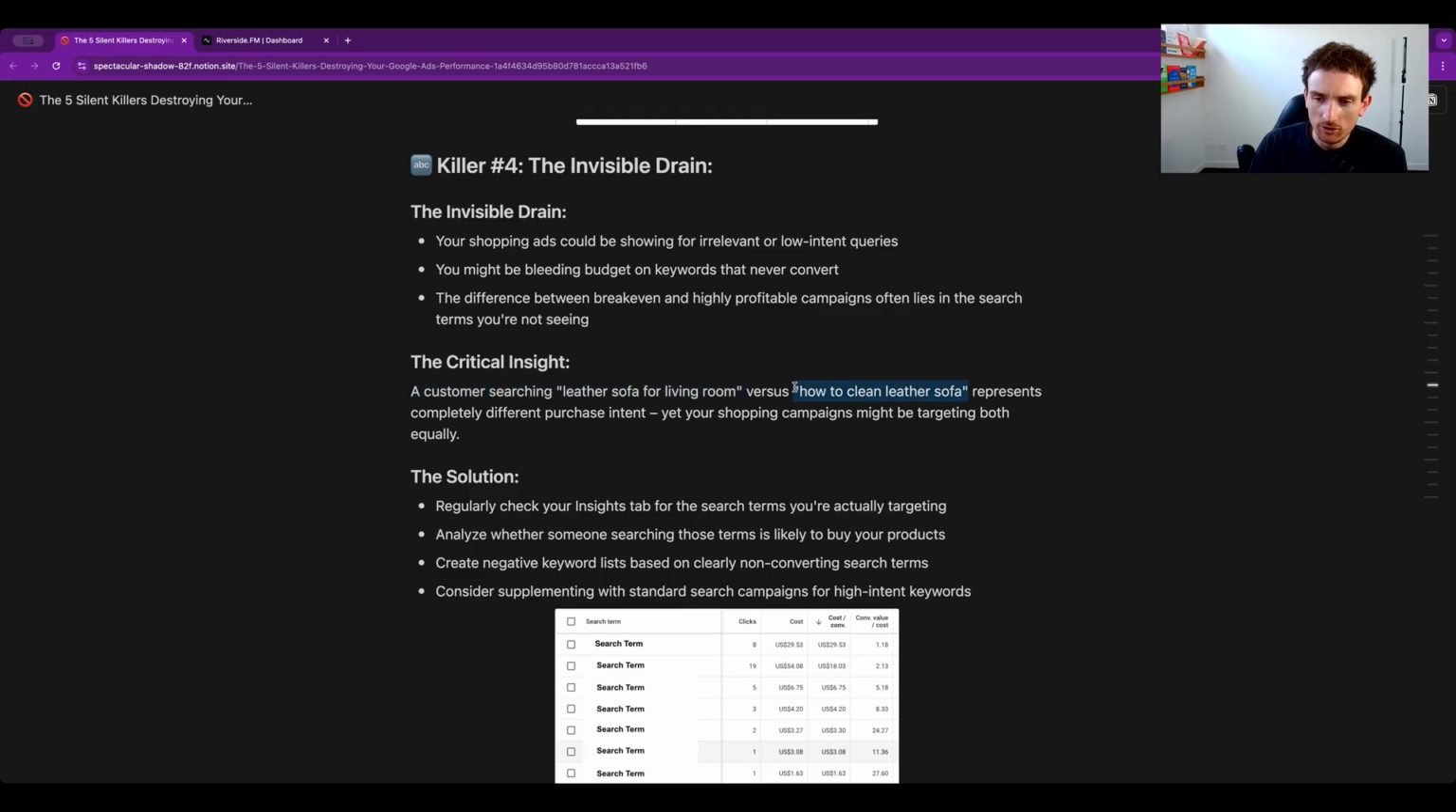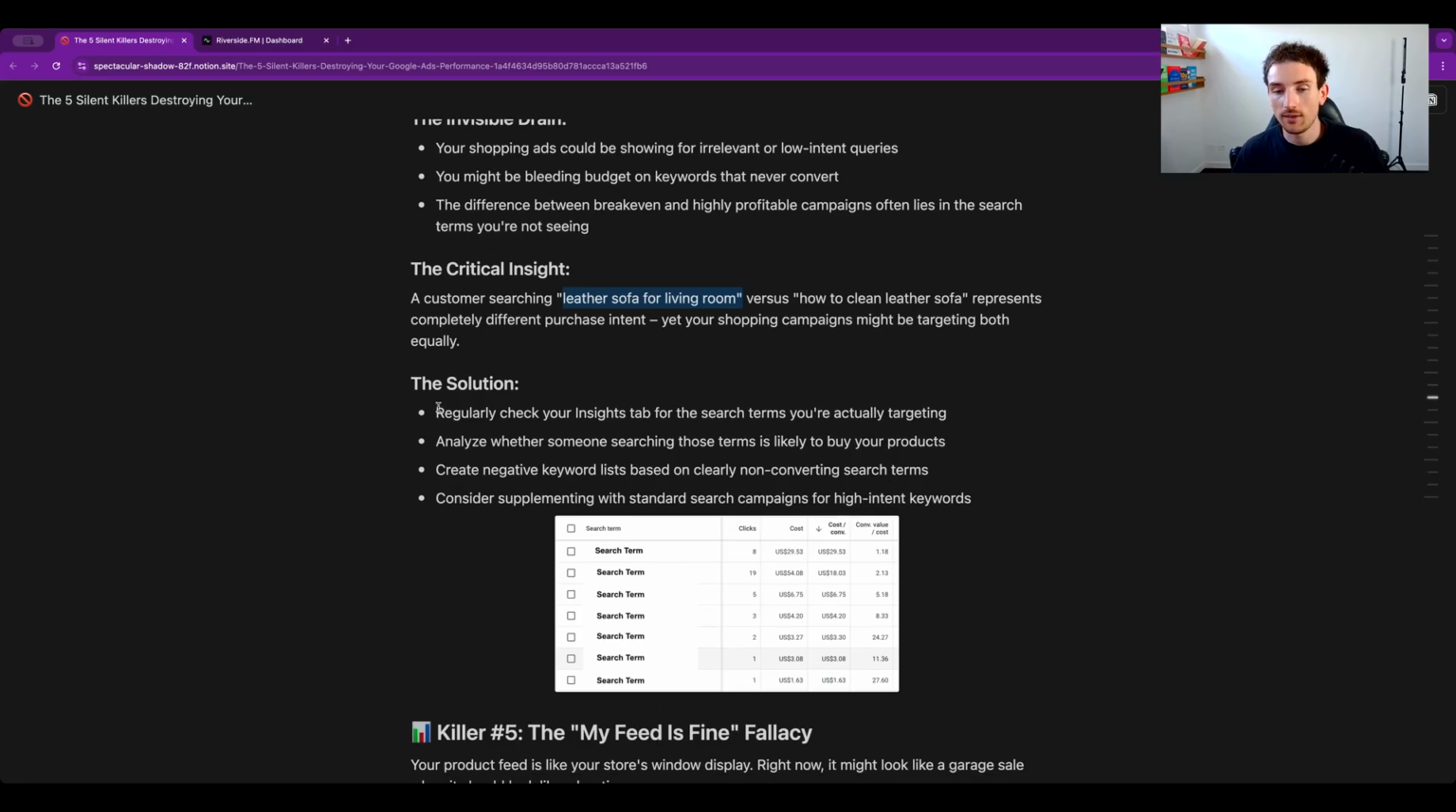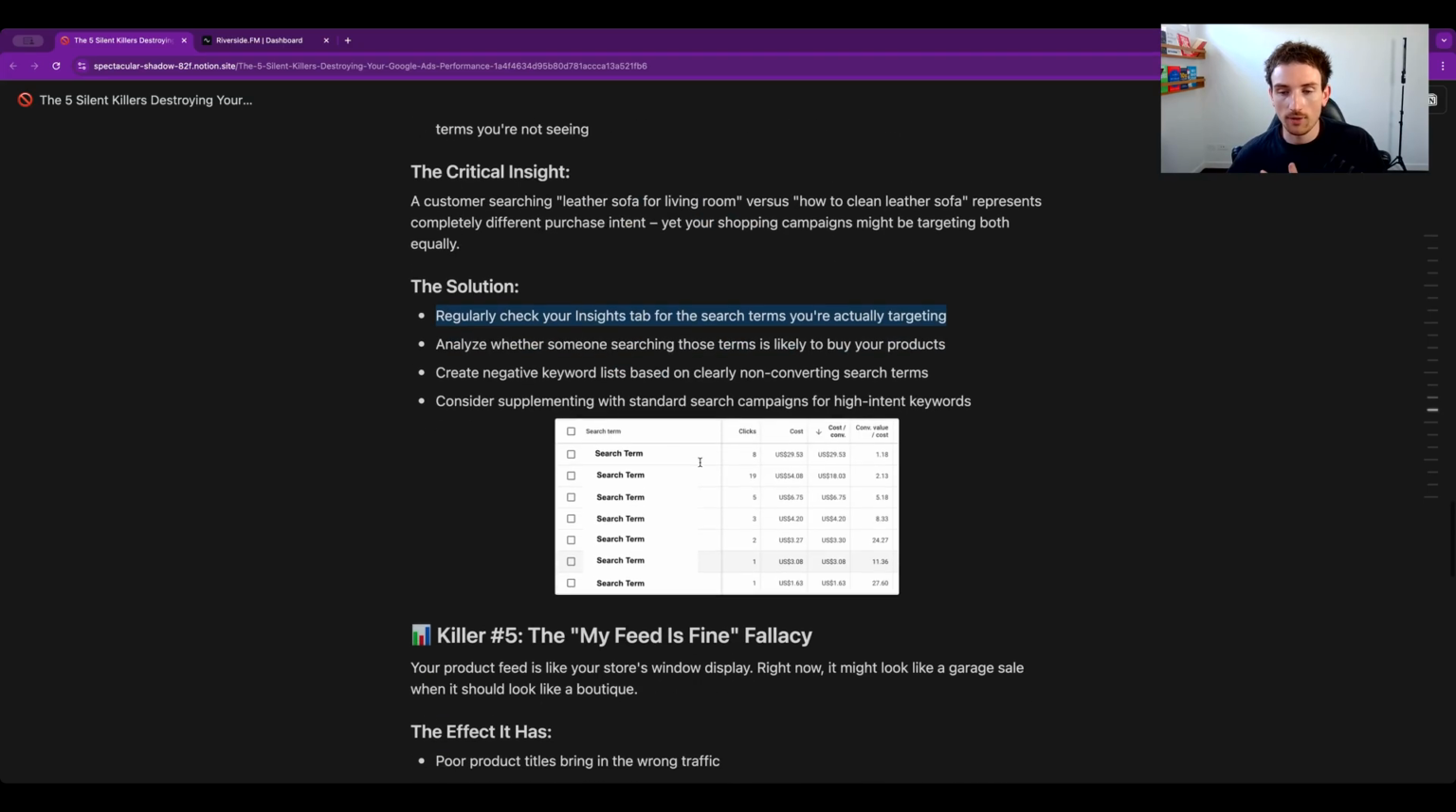They had search terms showing up that were how to clean a leather sofa. They just sell leather sofas. And so therefore, we need to exclude search terms like that. And we need to focus on search terms like leather sofa for living room, because someone searching leather sofa for living room has far greater buying intent than someone searching how to clean a leather sofa, particularly in this case.